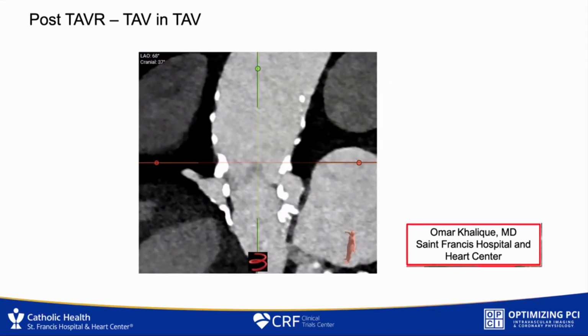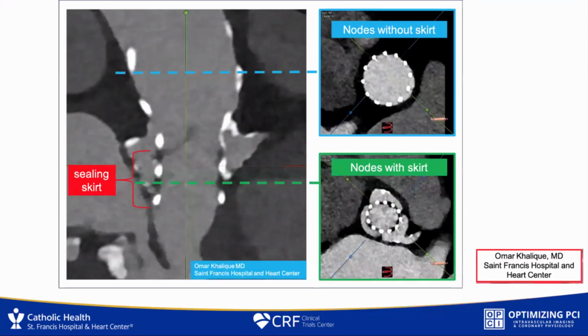Now, valve degeneration is a big problem now. So many valves implanted, as I mentioned. And we think of valves as one big device, and maybe not in more detail than that. But one thing we can see here is a lot of detail demonstrating different portions of the frame. So you see at the blue dotted line, you can see the nodes without a skirt. So there's nothing in between the nodes. And then on the bottom part at the green line, you can see the nodes with the skirt. That's the dark area in between the nodes.